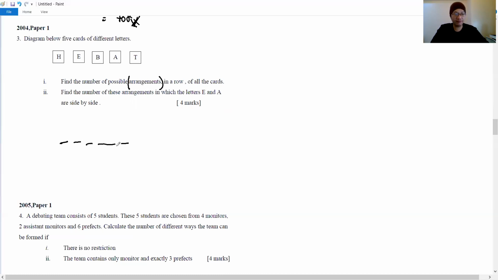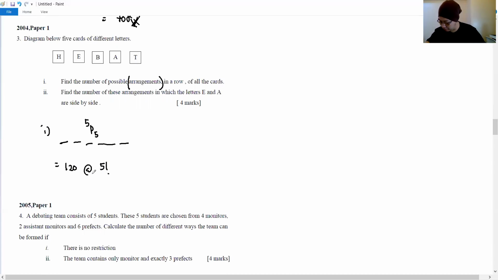1, 2, 3, 4, 5, 5 places. We want to sort all these cards without restriction. Find the number of possible arrangements in a row for all the cards. There's no restriction here, so there's no condition. That means 5 available letters, and we need to arrange them in 5 available places. So 5P5. So the answer: 5P5 equals 120. If you don't like using 5P5, you can also use 5 factorial.